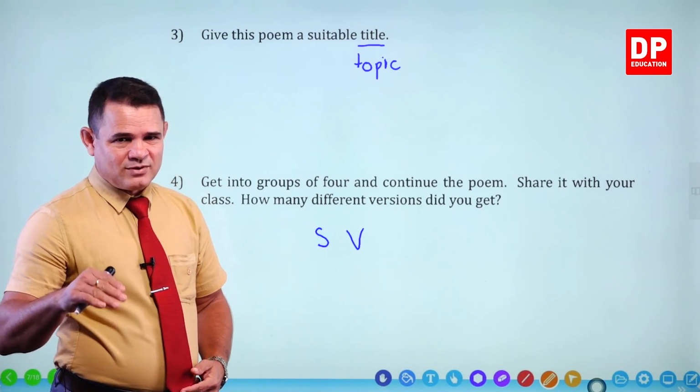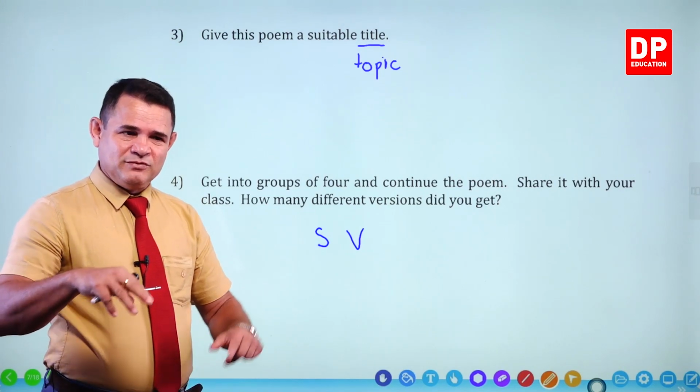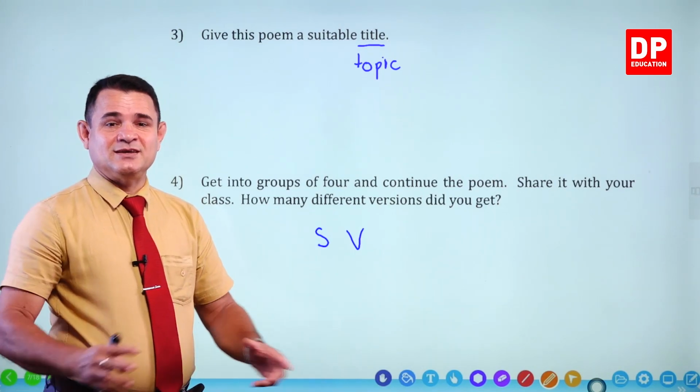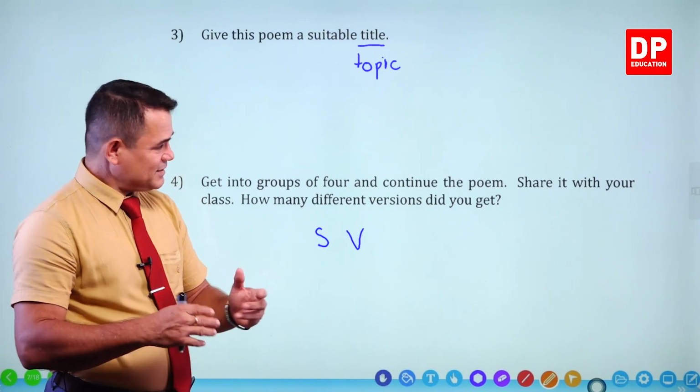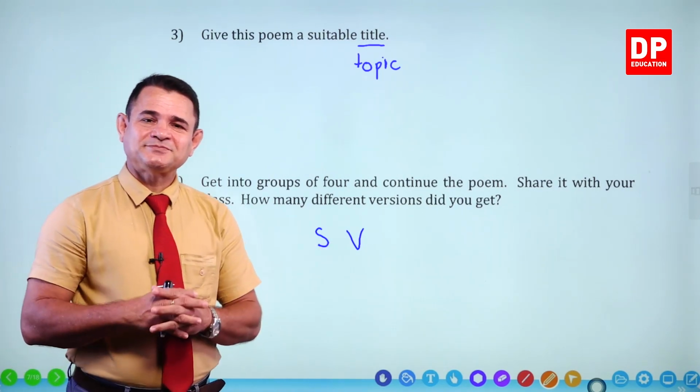Different groups will come out with different ideas.